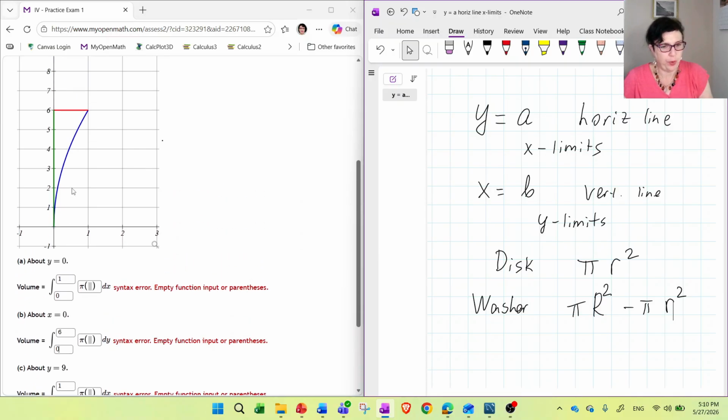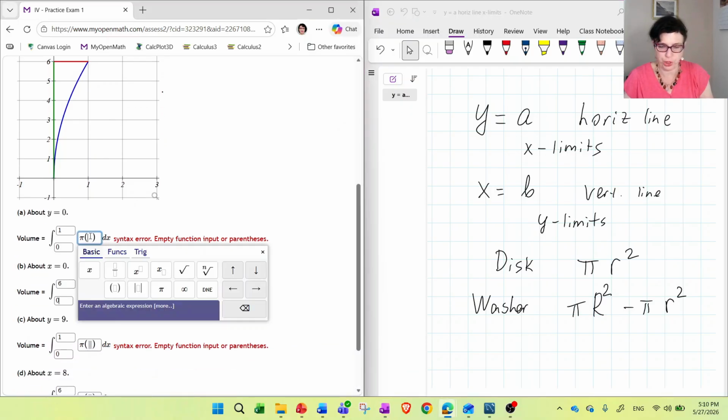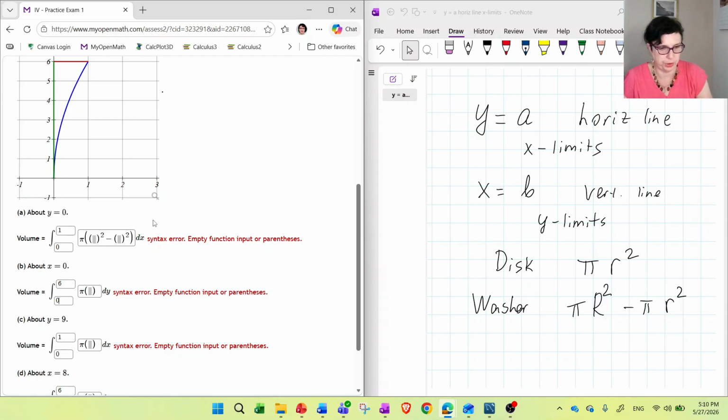The way you tell is to look at the axis of rotation. So let's say this is y equals 0. This is a horizontal line. Is there a gap or a distance that I have to travel if I am sitting on the axis to the region? The answer is yes, right? If I'm right here on the x-axis, I do have to travel. That means it's going to be a washer. If it's a washer, I'm going to have something squared minus something else squared. Okay, so I'm just putting placeholders there.